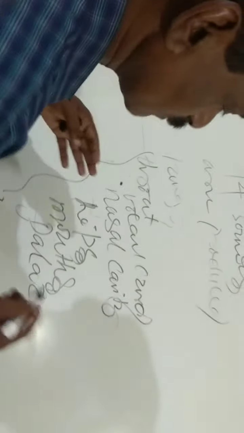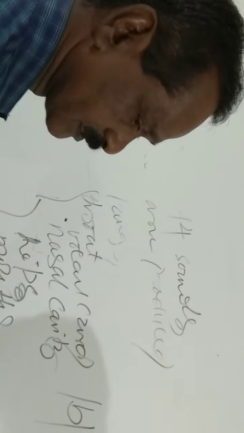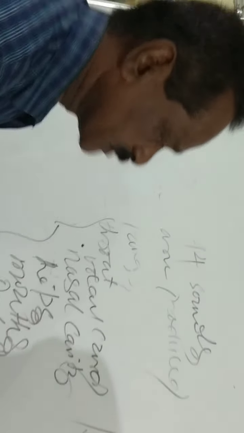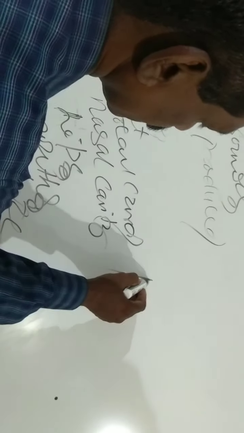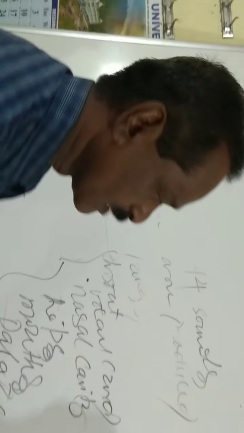When the sound comes, suppose I say the sound B. When that sound B comes, it is forced from the lungs, and then it comes through the vocal cord. And when we utter that sound, what happens?